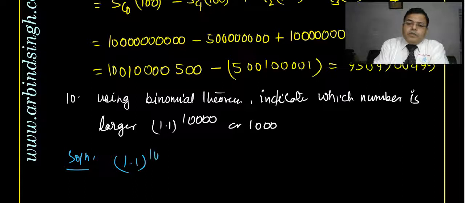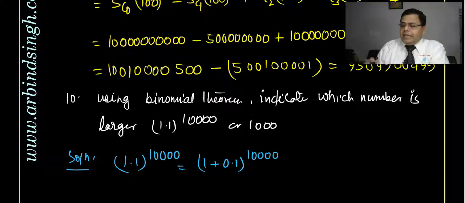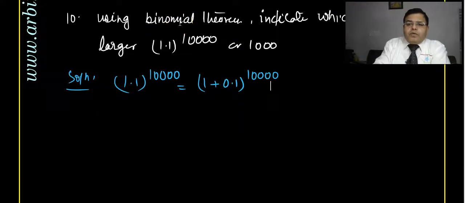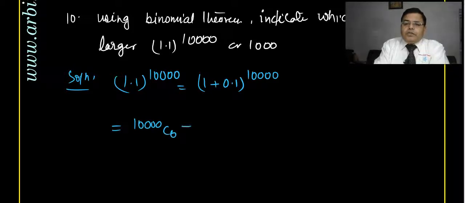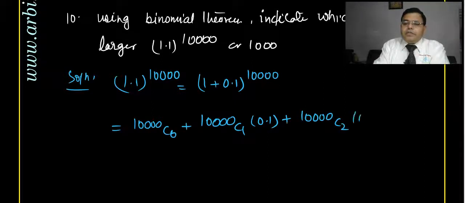1.1 to the power 10,000 is equal to 1 plus 0.1 whole to the power 10,000. And that further can be written as NC0 plus NC1, N is what? 10,000. So you can write it directly as well. 10,000 C0 plus 10,000 C1, and this is 0.1 plus 10,000 C2, 0.1 whole square plus like this.